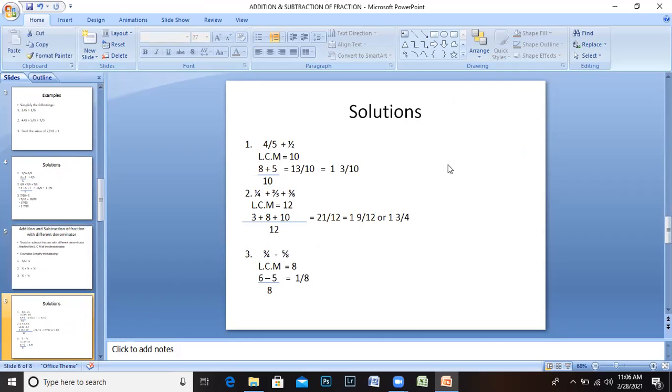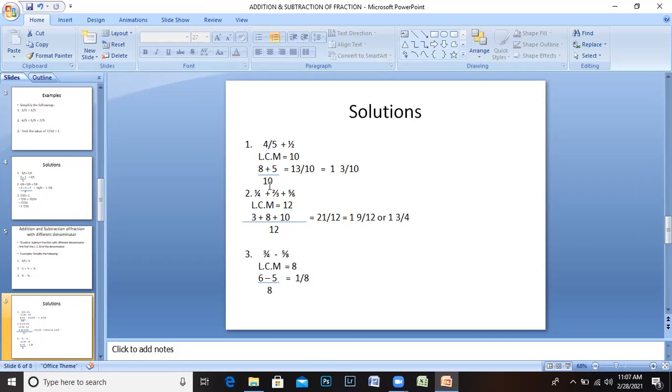Now, solutions. 4 over 5 plus 1 over 2. You can see from this fraction that the denominators are different. We have 5 and we have 2, so we have to find the LCM of 5 and 2, which is 10. We put our 10 under. Now, look at it critically.